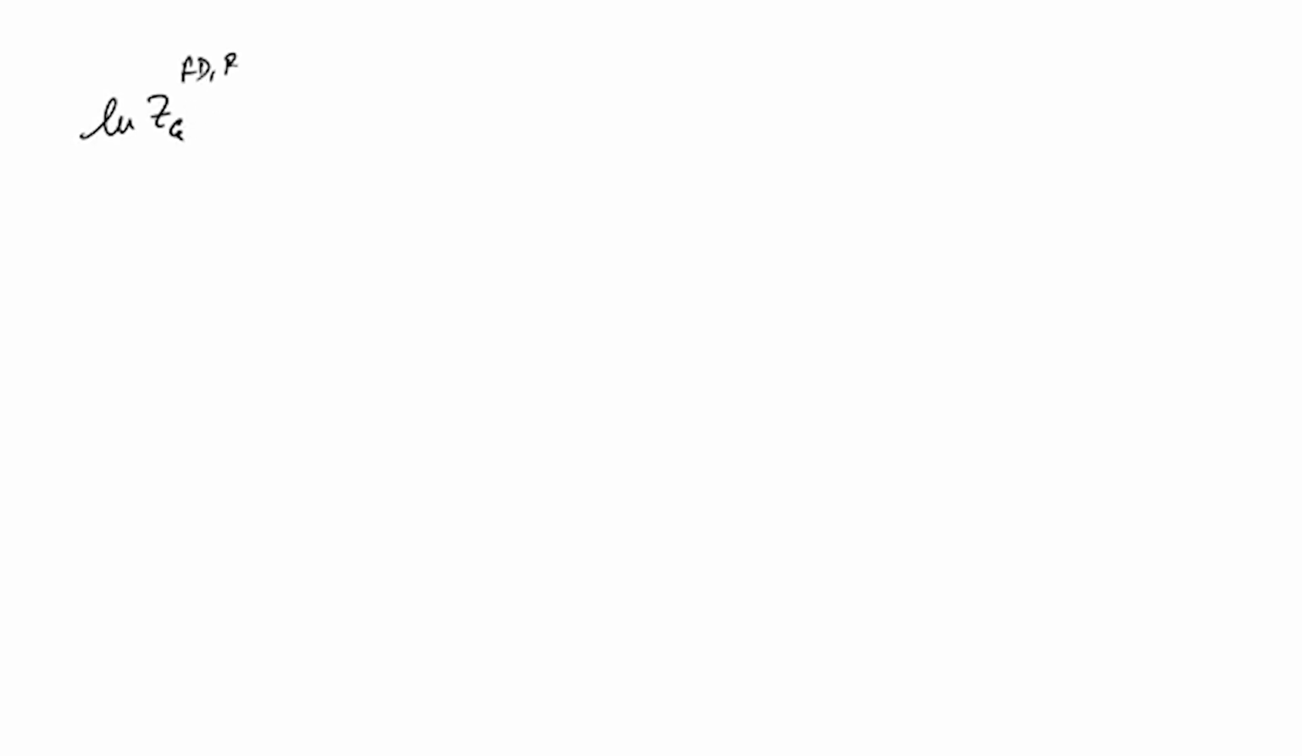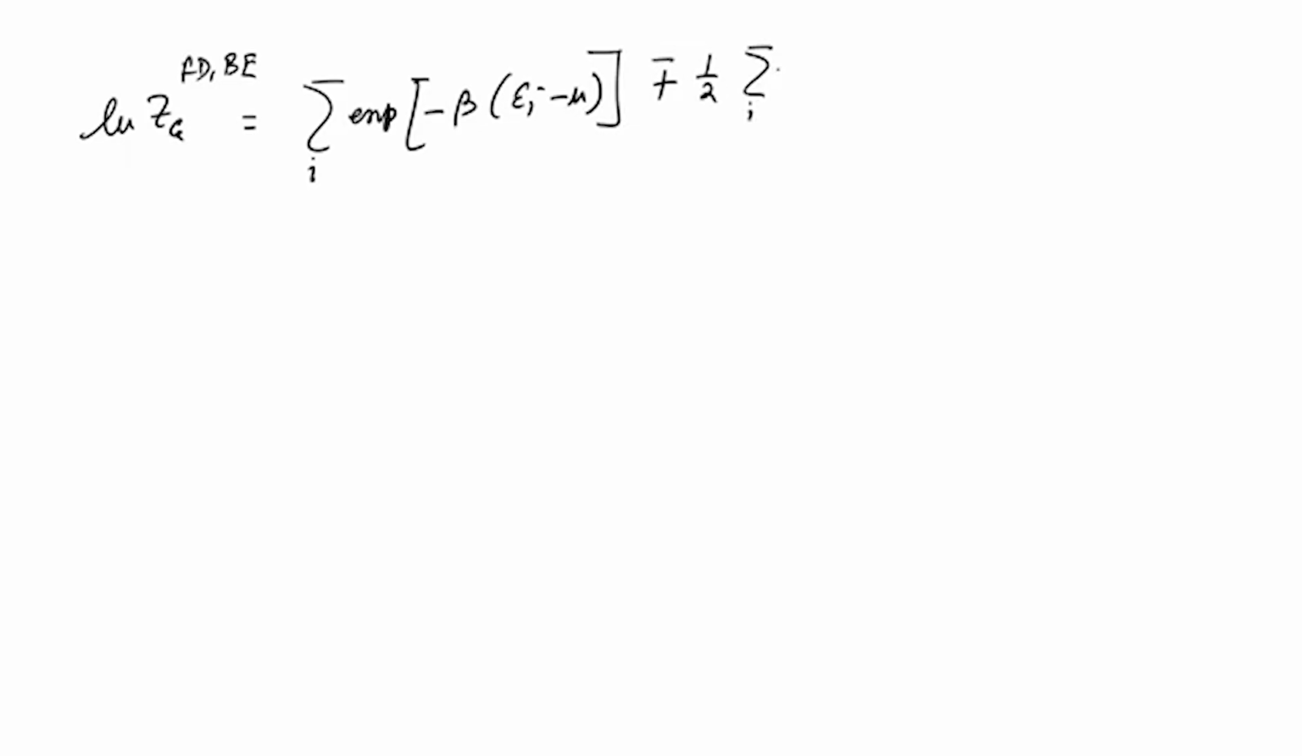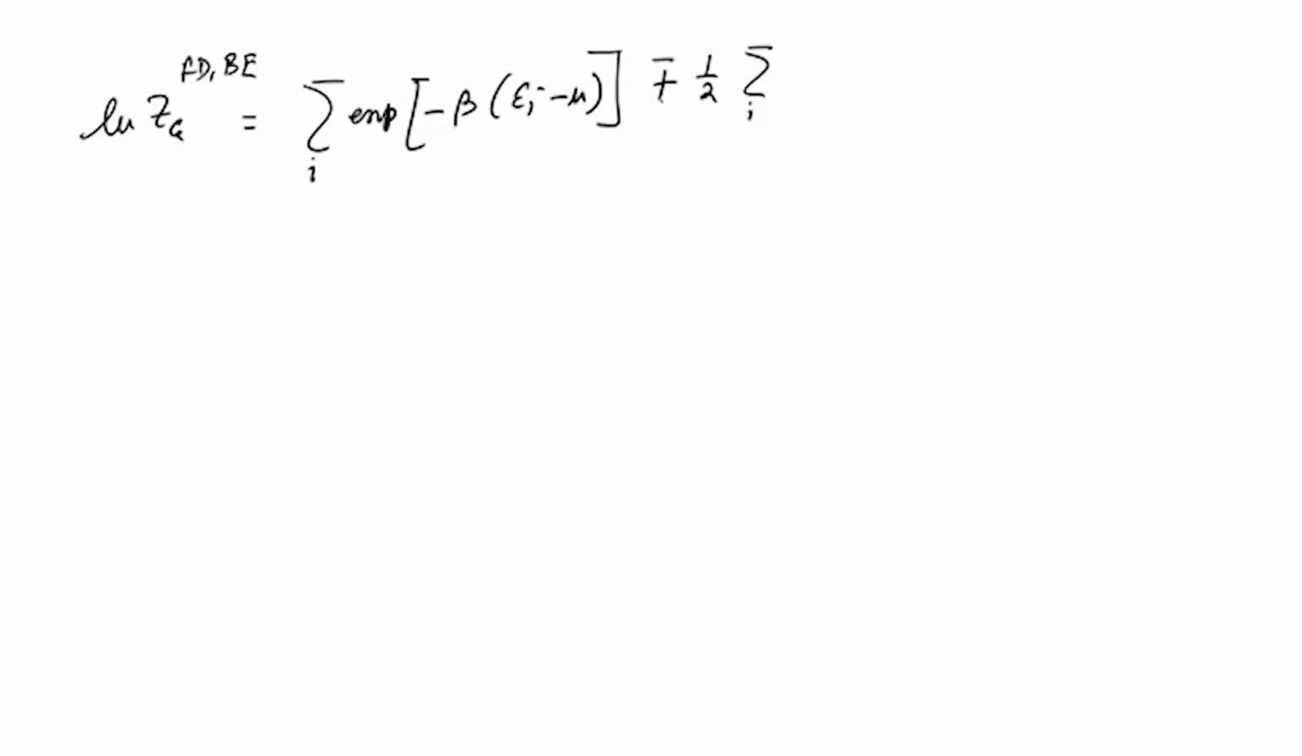then this log of Z_g for FD and BE can be written as the sum over i of exponential minus beta (epsilon_i minus mu), and a minus or plus half of the sum over i. Minus or plus, because initially the plus sign was for fermions and minus for bosons, but the first term in the expansion is minus, so it acquires another minus sign. So, for fermions it is minus, and for bosons it is plus. The top one is for fermions and the bottom one is for bosons. This is exponential minus 2 beta (epsilon_i minus mu) and so on. These are other terms, which we neglect.